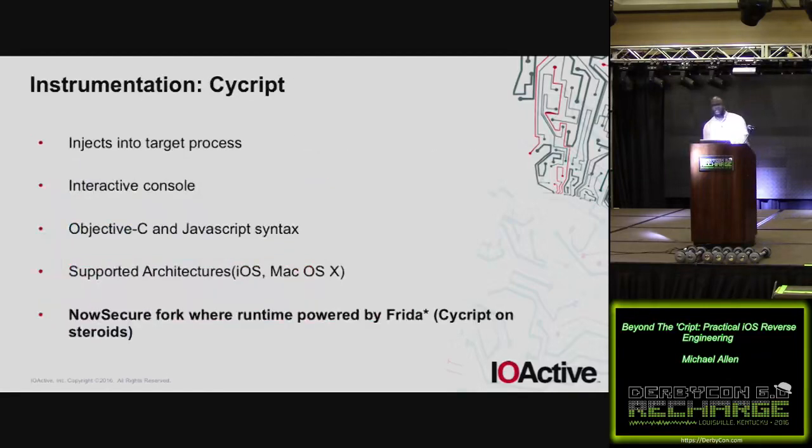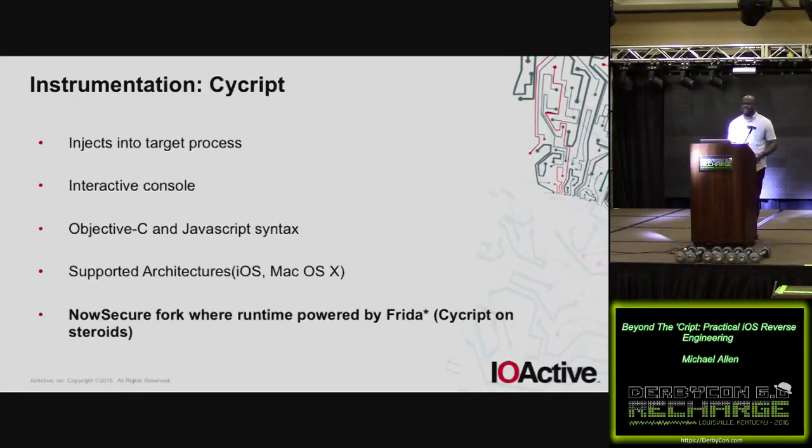So instrumentation. The usual tool you'll see again is Cycript. So you basically inject into a process. You get an interactive console. The syntax is a mixture of Objective-C and JavaScript. Only supported right now on iOS and OS X. And just recently, the folks over at NowSecure had a fork, so they replaced the runtime. So the script runtime is now powered by Frida.